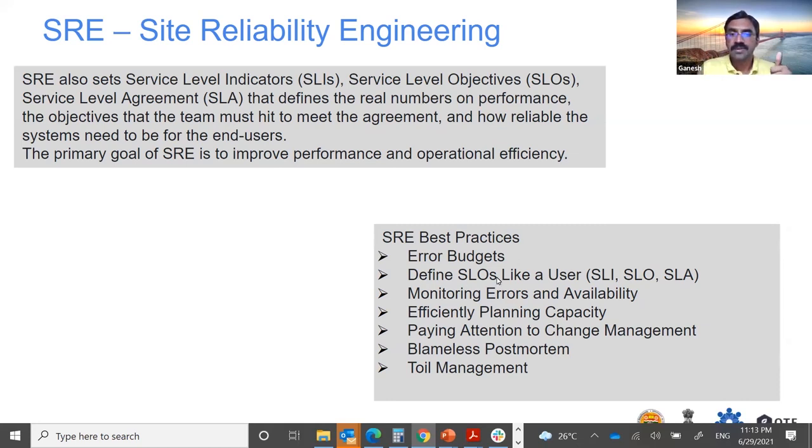Second, define SLOs like a user, service level objectives. Third, monitoring errors and availability. There are different tools available today. Fourth, efficiently planning capacity. How do you plan the capacity? Because when the peak hour happens, definitely you need to have more servers and more capacity is required, right?